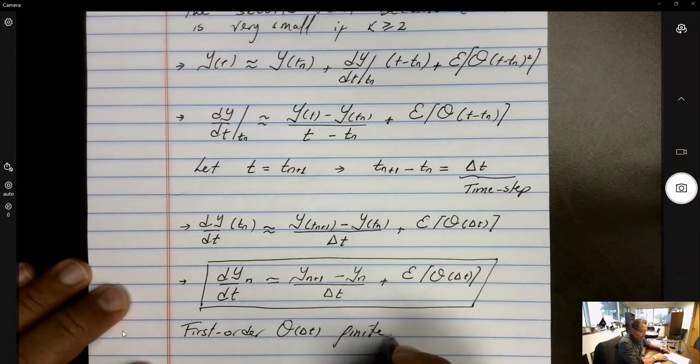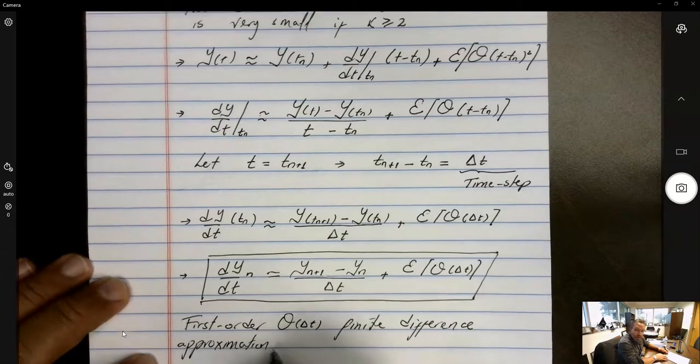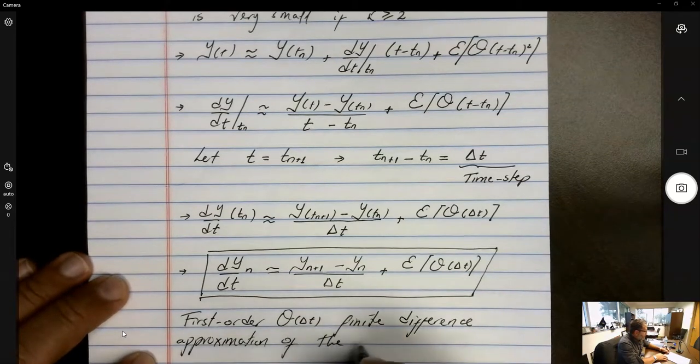Finite difference approximation of the first derivative.